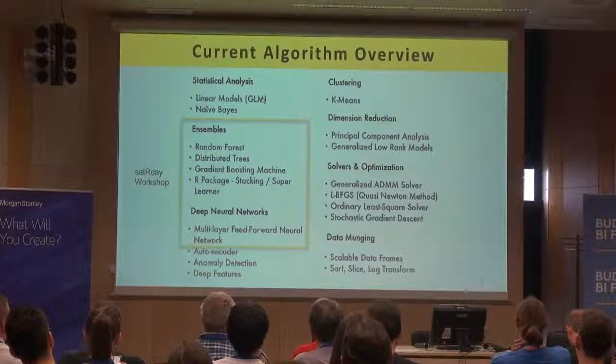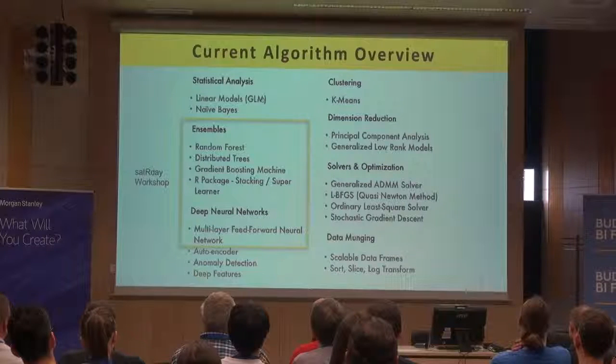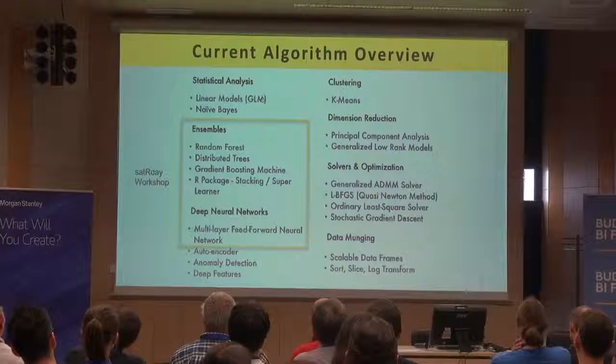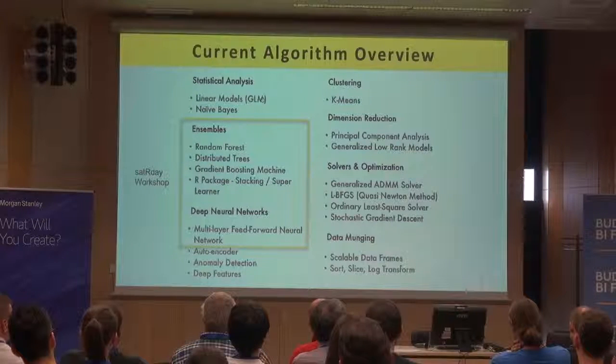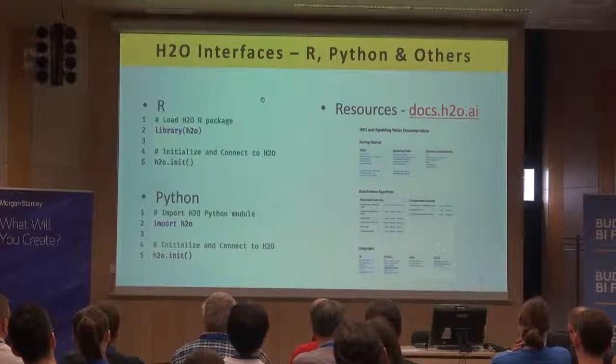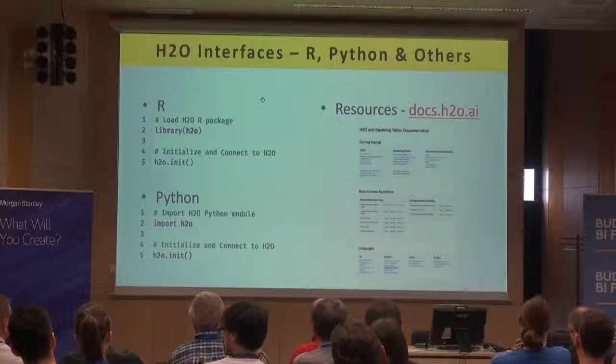A quick overview of the algorithms in H2O. This morning I went through some of the popular ones: random forest, gradient boosting machines, and deep learning. But there are more in H2O that you can tackle different machine learning problems with. I'm not going to go through them today, but we have documentation on docs.h2o.ai. If you want to find out more, you can go to this website and find examples and code templates.